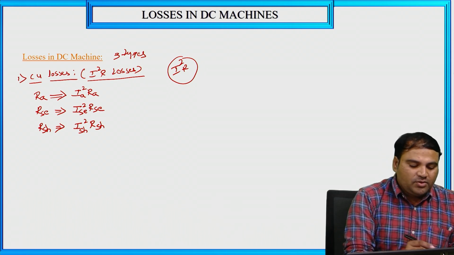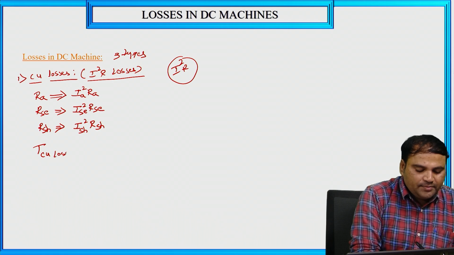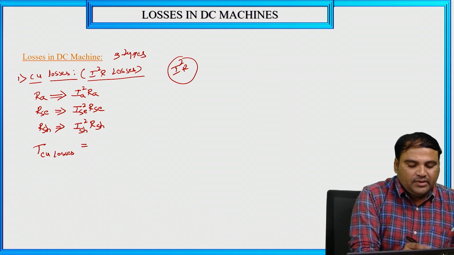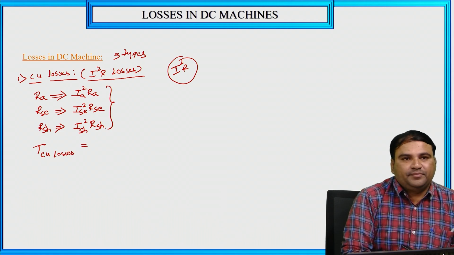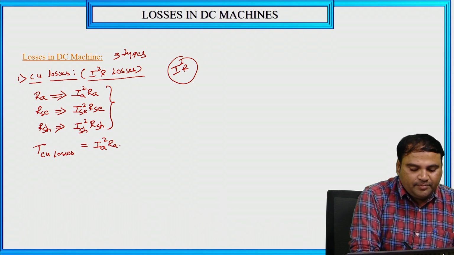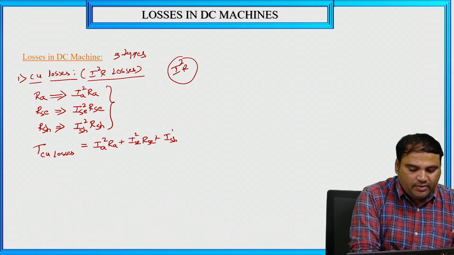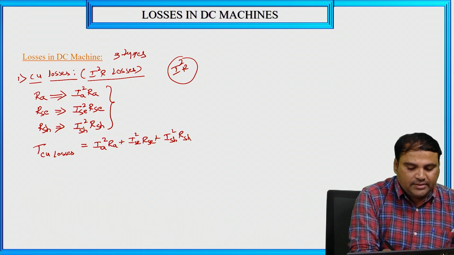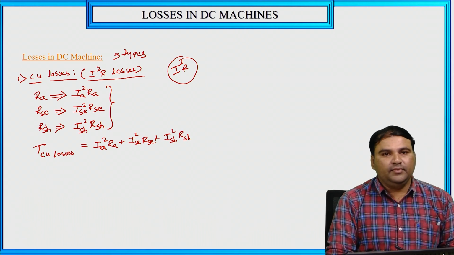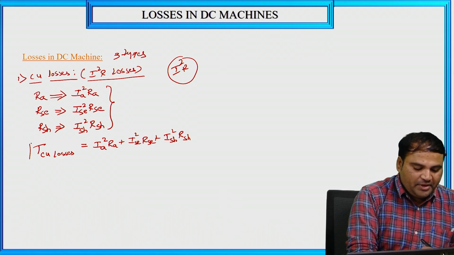Now the total copper loss is equal to the sum of these three, that is Ia square Ra plus Isc square into Rsc plus Ish square into Rsh. This is the total copper loss in a DC machine.